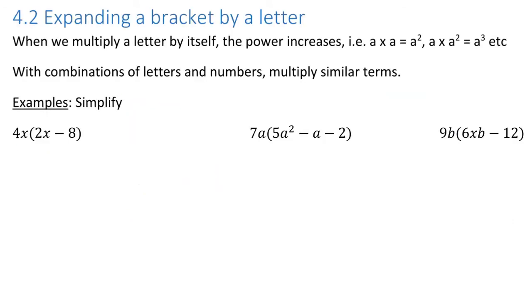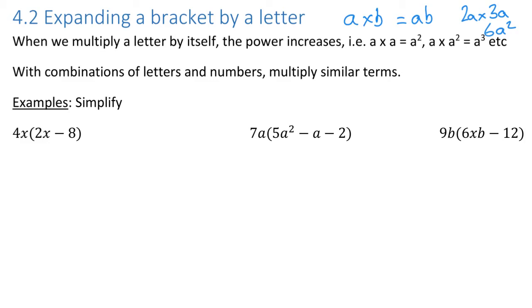So we can also expand a bracket by a letter. It's important to remember that if we have a multiplied by a, that gives us a squared. A times a squared gives us a cubed. So whenever you multiply the same letters together, the power increases. The other thing to remember, if we've got a and you multiply by b, that's just going to be ab. And if you had 2a multiplied by 3a, you multiply the numbers first of all. So 2 times 3 would be 6, and then a times a would be a squared. So those are the rules for multiplying letters together.